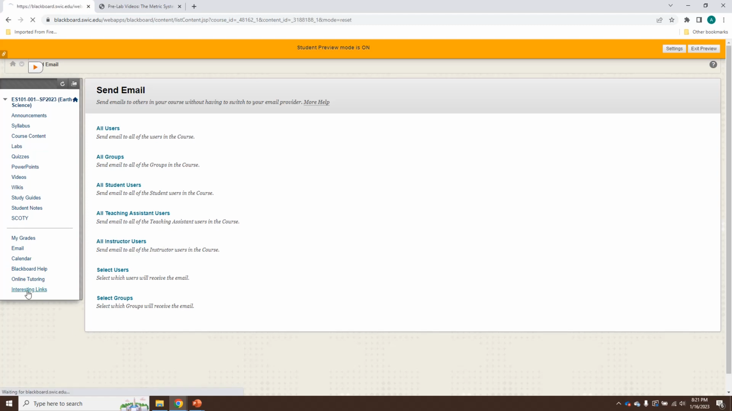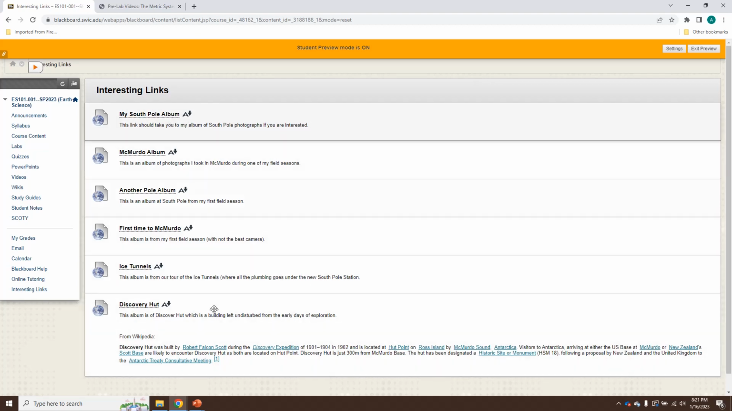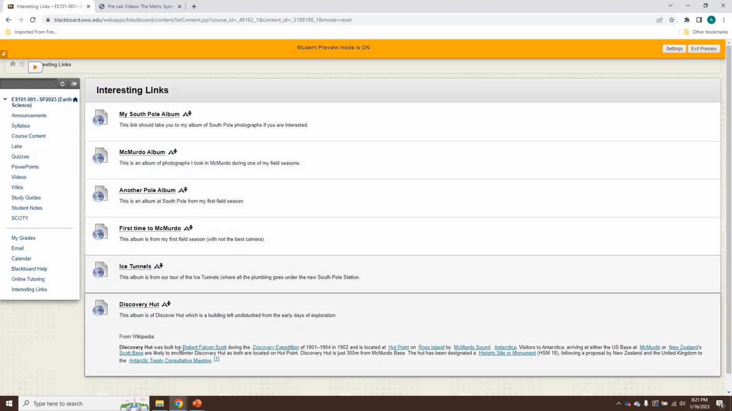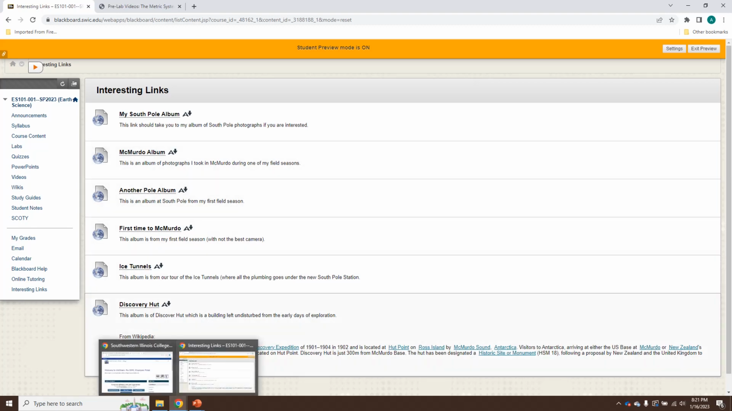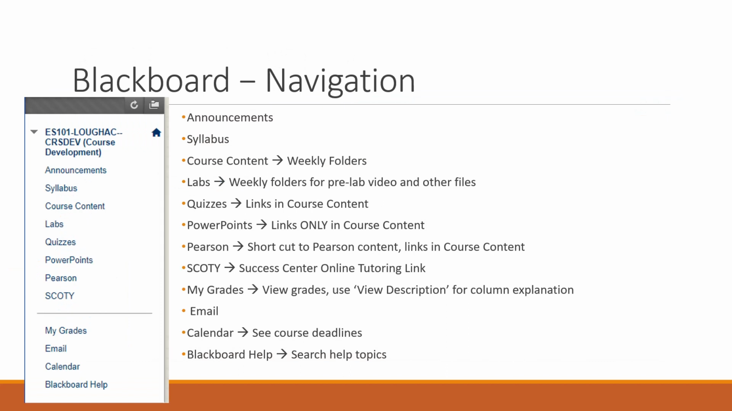I do also have interesting links. So these are different web links of various things. Mostly, this is albums from when I went to Antarctica and the South Pole at the moment. But anything interesting that I find throughout the term, I will put here. And I believe that is most of what I want to go over on the website.